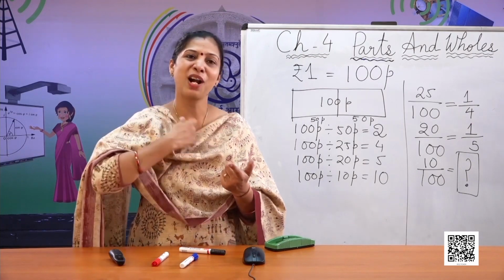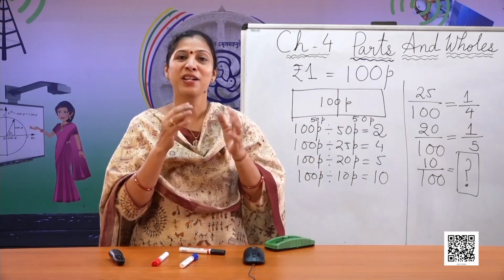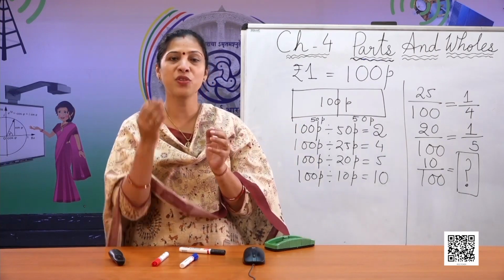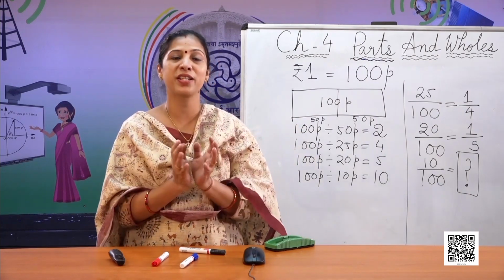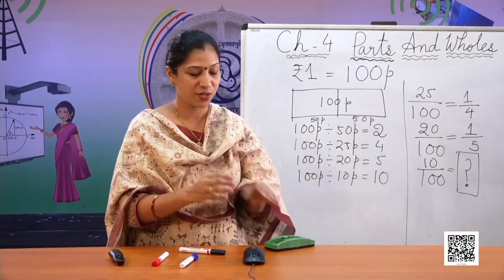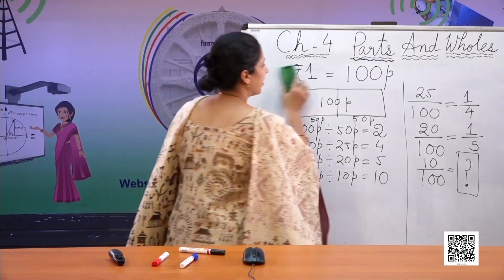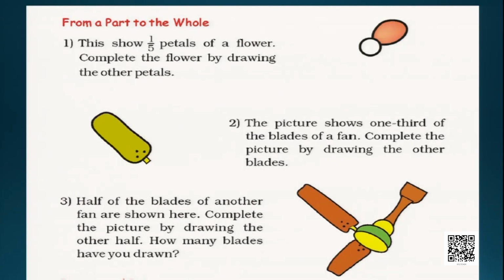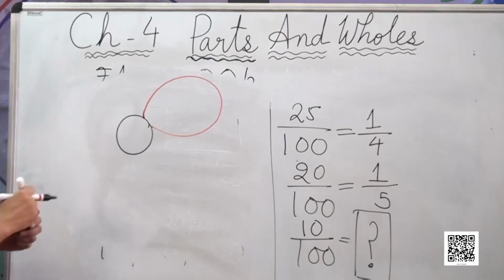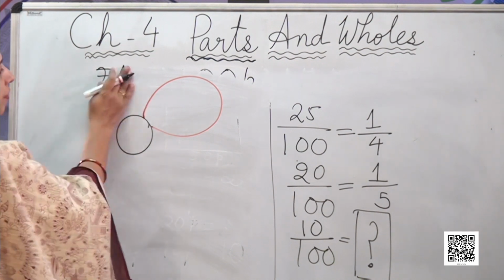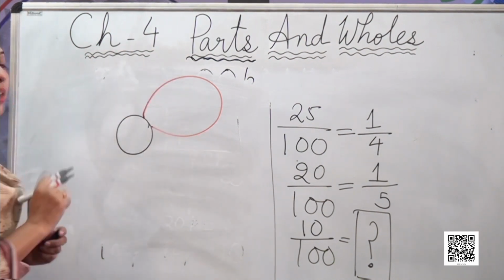Yes, children. Now 1 part out of 5 parts is given. So you have to complete the flower by drawing the other 4 parts. So let's do it. Now the question is, 1/5 of the flower is this. This is a flower, and 1/5 of the flower is given to you. You have to find out how the total flower will look.